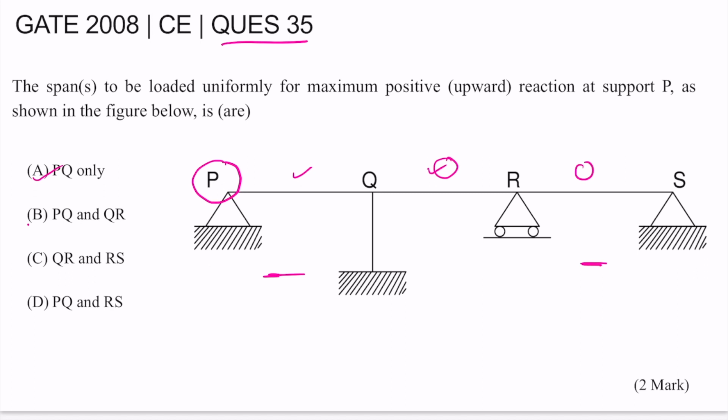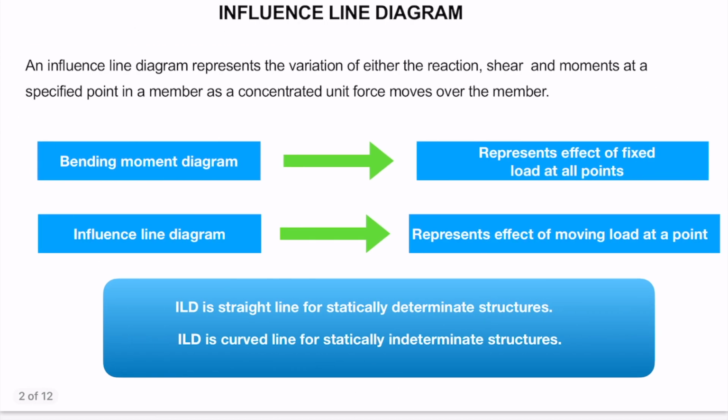Now let us start with the solution of this question. I have already said if we would know what is the ILD for support reaction at P, we can easily find out which span to be loaded. So before diving into the final solution, let us discuss what is an influence line diagram. An influence line diagram represents the variation of either reaction, shear force, or moment at a specified point in a member as the concentrated unit force moves over the member.